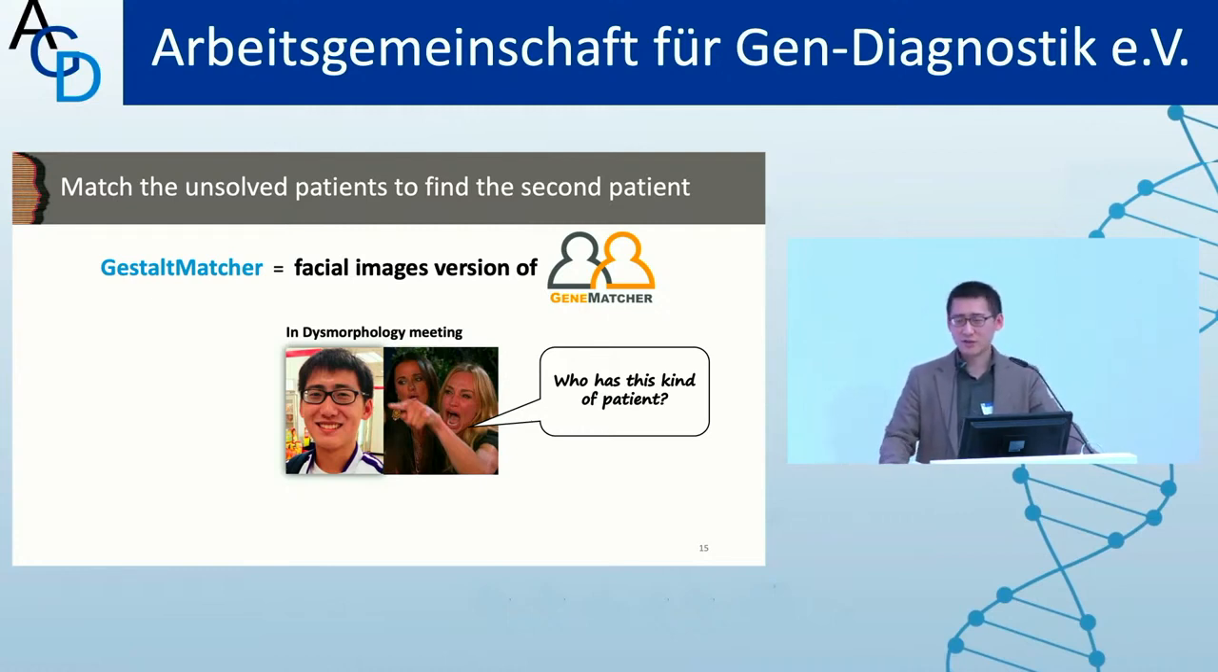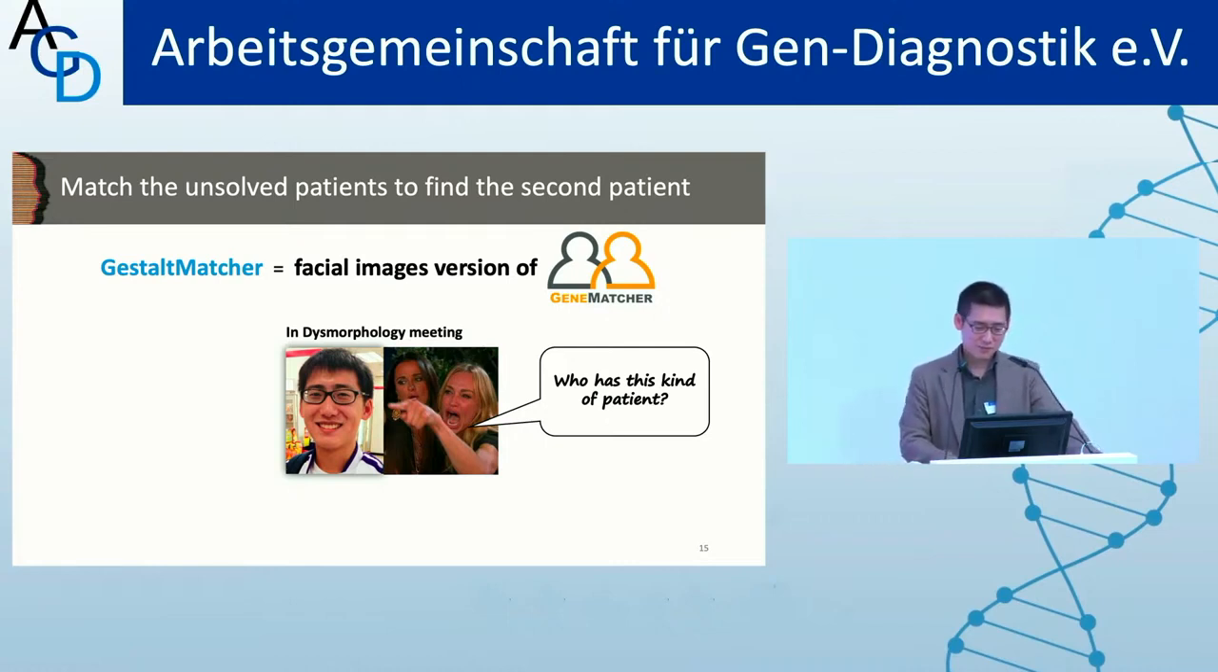In the past, usually the doctor would go to a dysmorphology meeting and show a patient, and say, is there anyone who also sees this kind of patient? Then the doctors contact each other and try to publish a paper after the meeting. If we have this kind of approach, a facial image version of GeneMatcher, then we can upload the photo, and you will later receive an email notification that this is similar to your patient, and this is the contact information of these clinicians. Then you can discuss further and try to publish another novel disease gene.